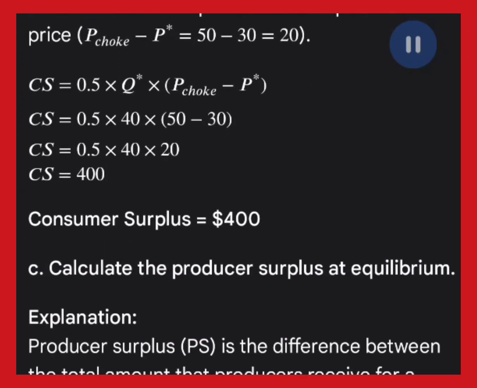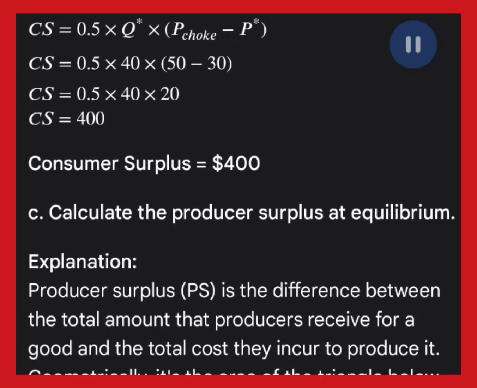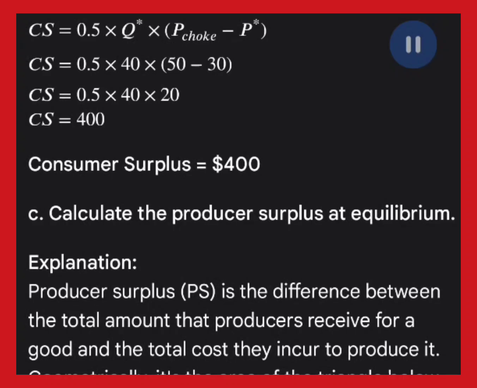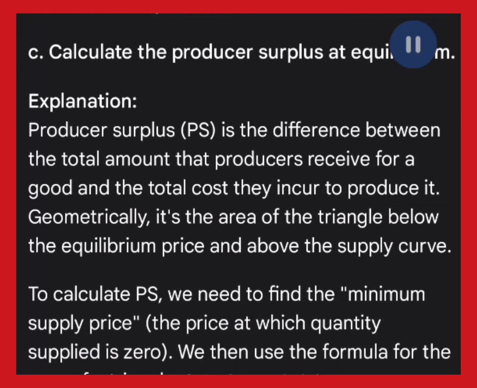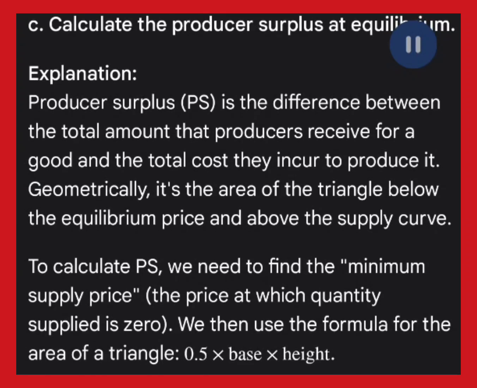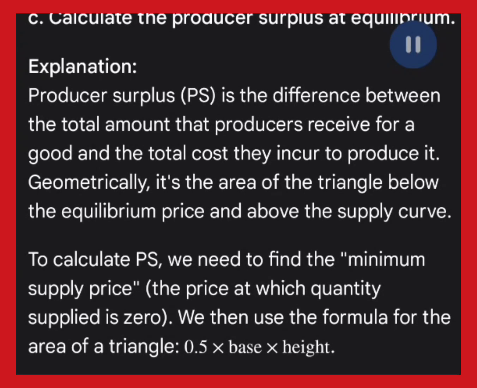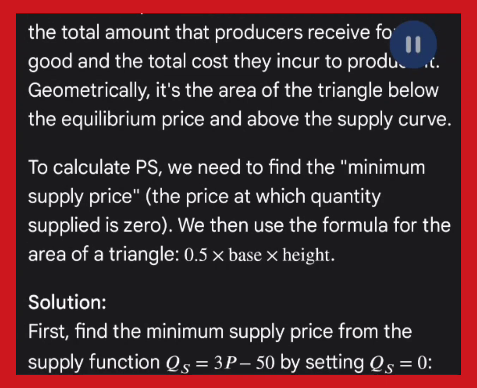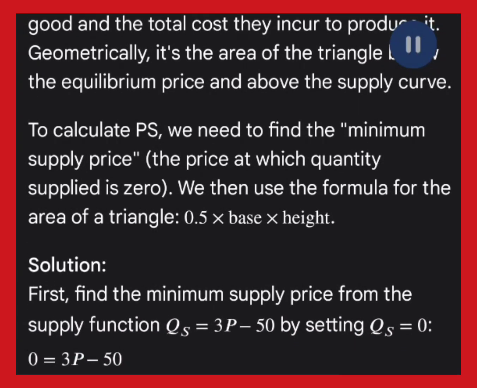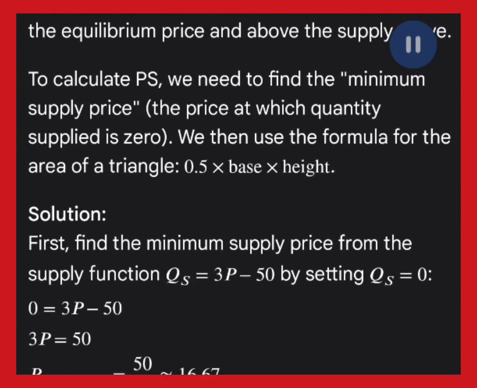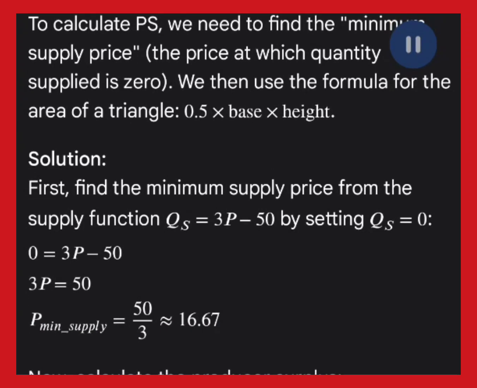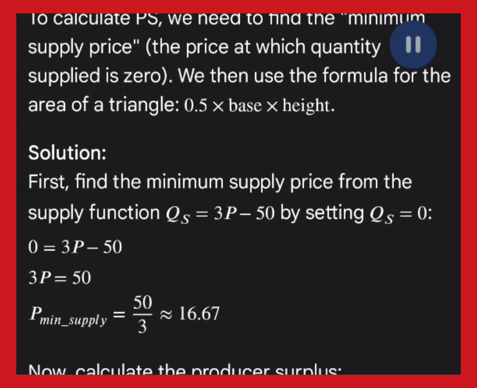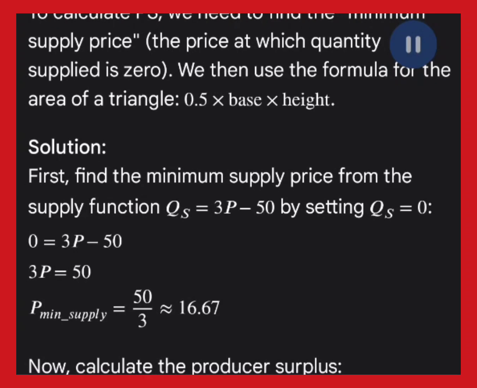C. Calculate the producer surplus at equilibrium. Explanation: producer surplus, PS, is the difference between the total amount that producers receive for a good and the total cost they incur to produce it. Geometrically, it is the area of the triangle below the equilibrium price and above the supply curve. To calculate PS, we need to find the minimum supply price, the price at which quantity supplied is 0. We then use the formula for the area of a triangle, 0.5 times base times height.